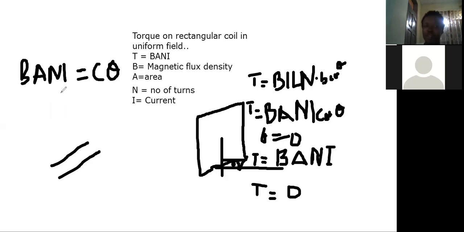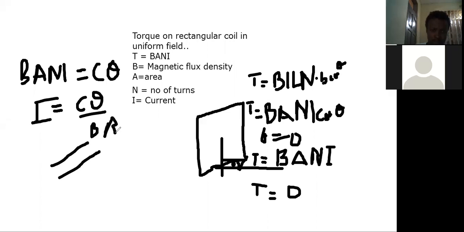Now, when you have something like this, you can just manipulate it. If you want to find the current, you make I the subject. If you want the number of turns, you make N the subject. If you want the area, you make A the subject. So for instance, to find the current generated using the operation of the galvanometer, I is equal to C theta all over BAN.